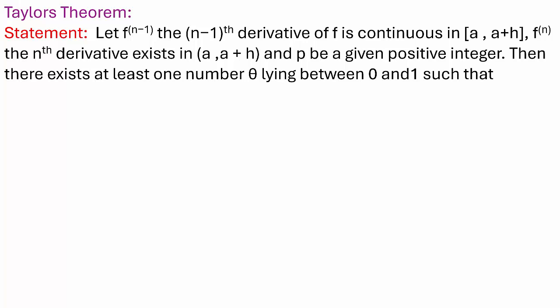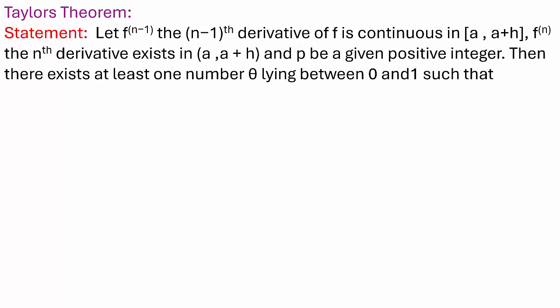We shall see the statement of Taylor's theorem. Let f^(n-1), the (n-1)th derivative of the function f, be continuous in the closed interval [a, a+h], and f^(n), the nth derivative, exist in the open interval (a, a+h), and let p be a given positive integer.